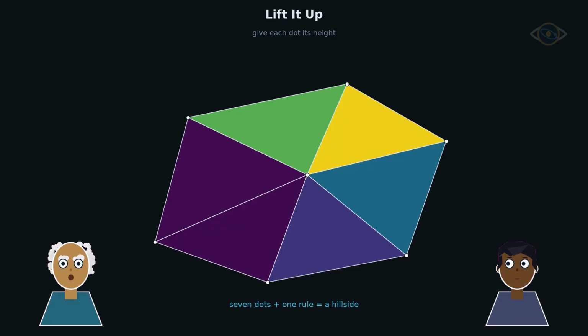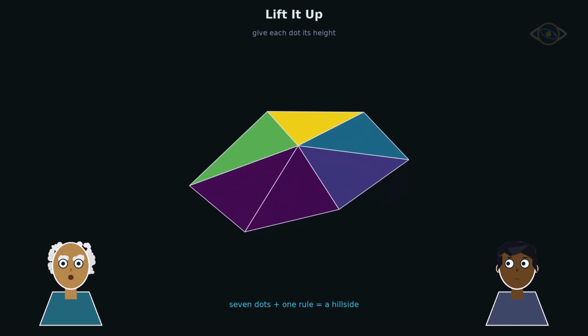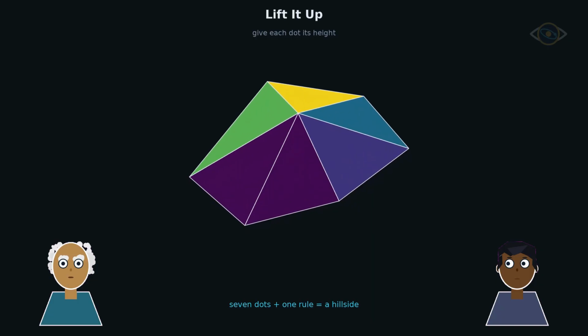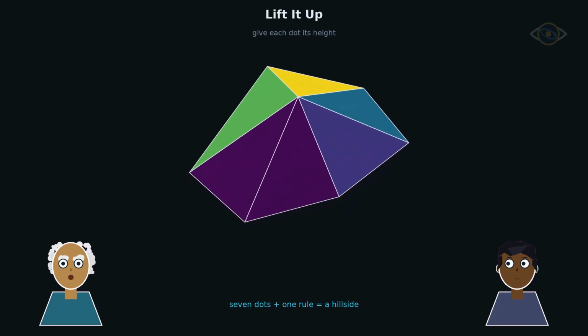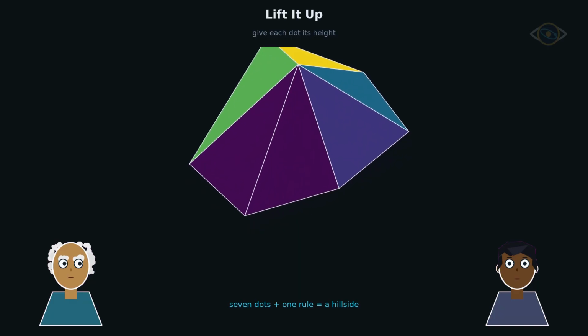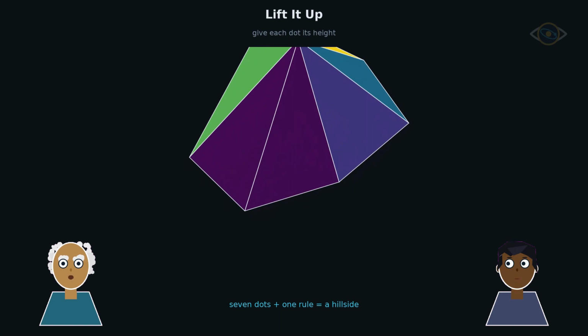Now the payoff. Remember, each dot had a height. Lift them. The flat mesh tilts up off the page and becomes a little hillside. The same triangles, now in 3 dimensions. Nobody sculpted it. It's 7 dots plus 1 rule. That's a tiny hill, though. A real mountain needs way more than 7 dots. So we scale up. Same rule, just thousands of dots instead of 7.